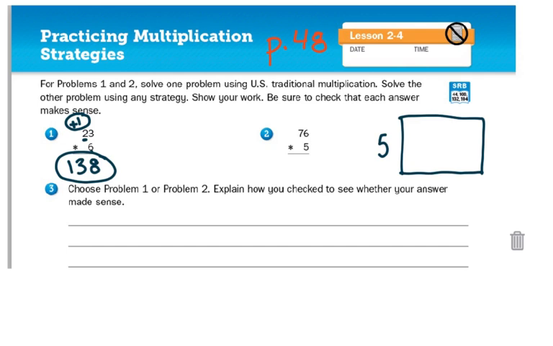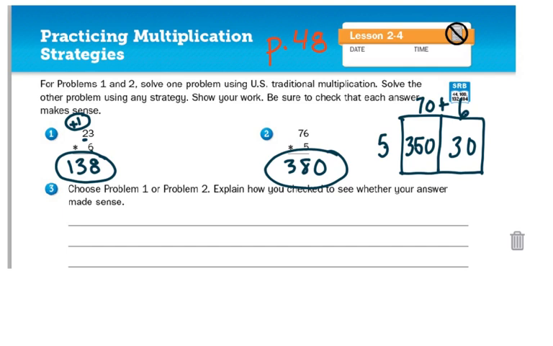And I'm going to think of 76 as 70 plus 6. So they're just becoming either an extended fact or a basic fact. 5 times 7 is 35 with 1 zero behind. And 6 times 5 is 30. I add those two numbers together. I can do that in my head. 380.